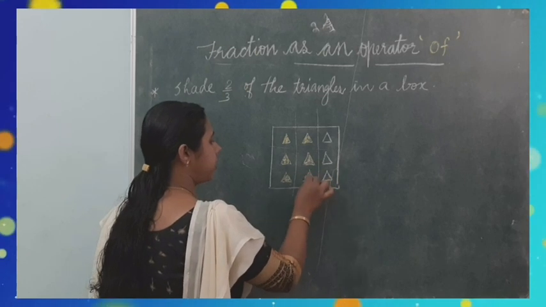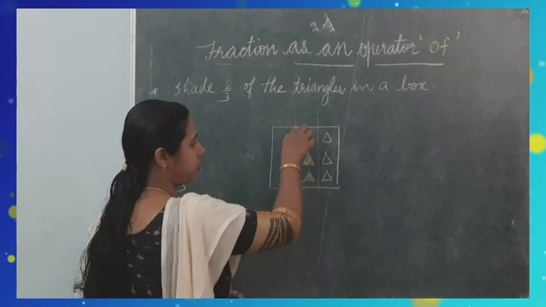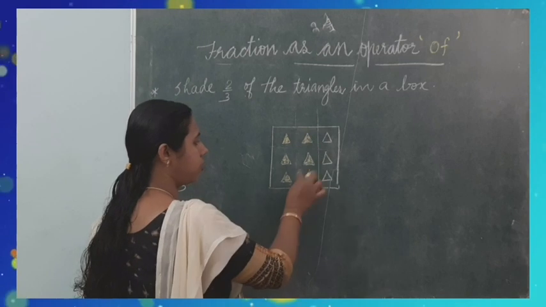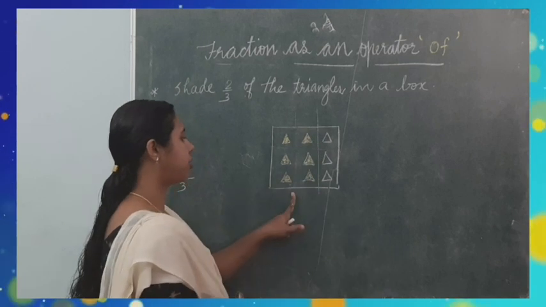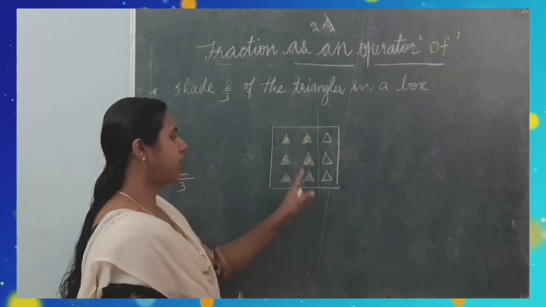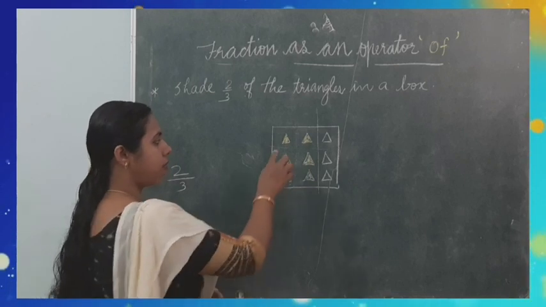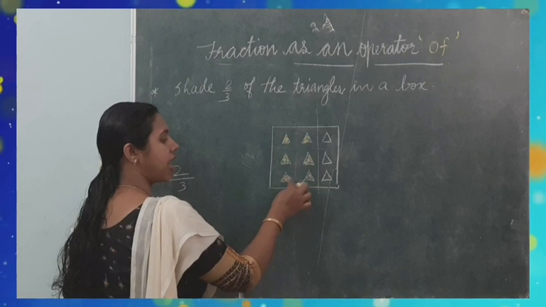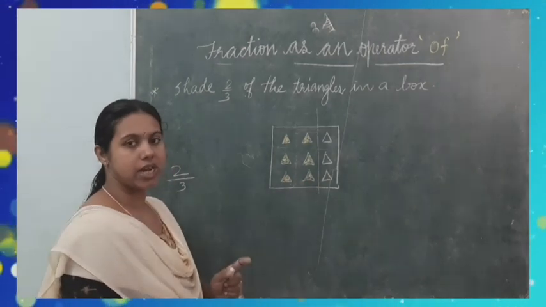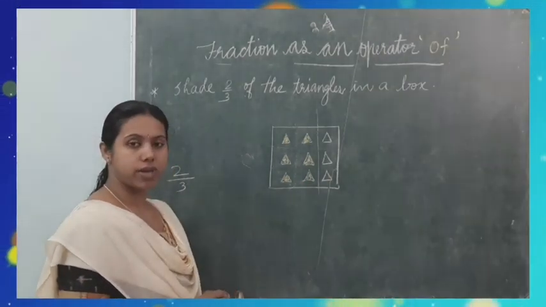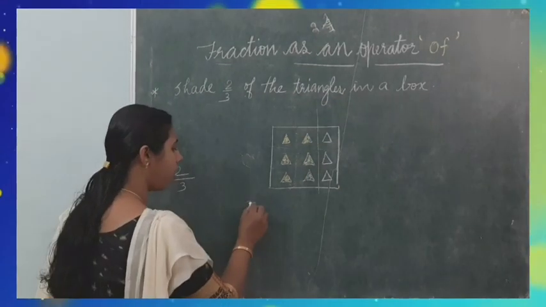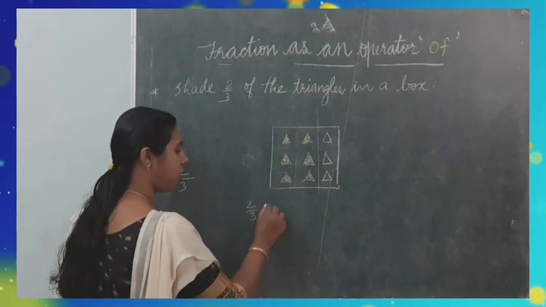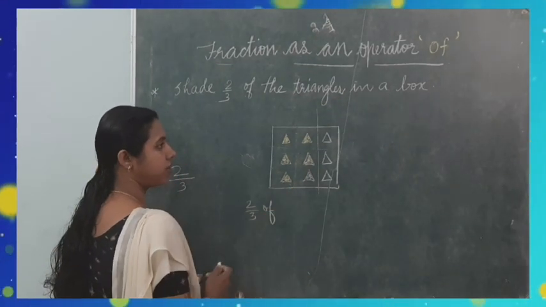How many triangles did we shade now? Two parts we shaded. Out of three equal parts, we shaded two equal parts. So how many triangles are there? 1, 2, 3, 4, 5 and 6. We shaded 6 triangles. So 2/3 of the total, how many triangles?